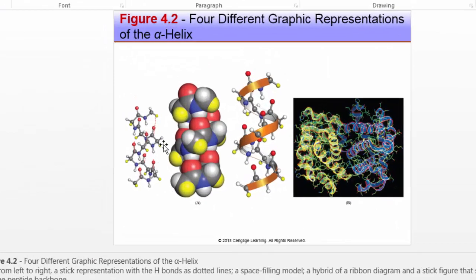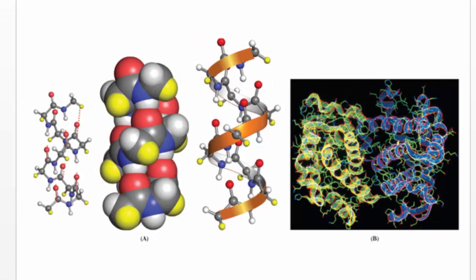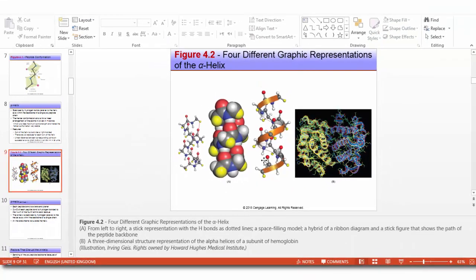So here, if we look, this is the alpha helix, shown in four different graphic representations. This is the turn, so we have 3.6 amino acid residues per turn, and the pitch refers to the linear distance between two turns, like this. This is equal to 5.4 angstrom. Notice how small this distance is. Generally speaking, proteins have varying amounts of alpha helical structure, from a few percent to nearly 100%.